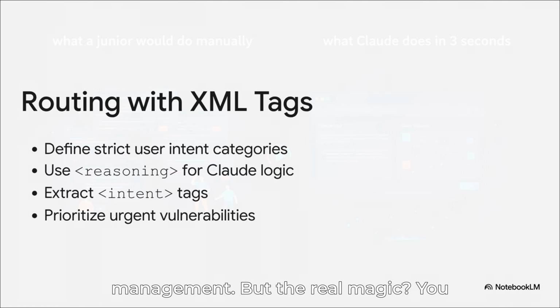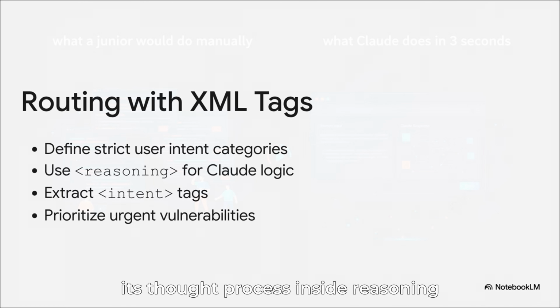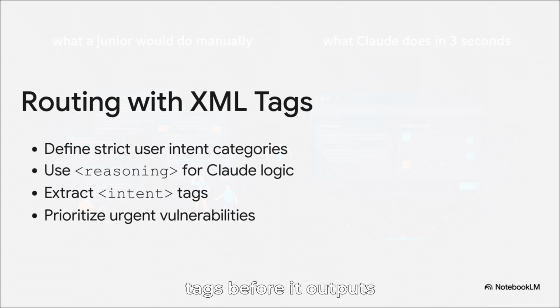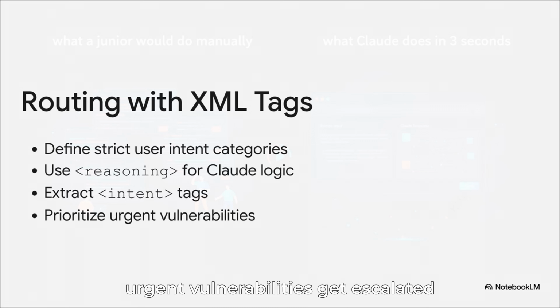But the real magic? You prompt Claude to output its thought process inside reasoning tags before it outputs the final classification inside intent tags. By forcing the AI to basically think out loud before answering, its accuracy skyrockets. Then you can just use code to extract that final intent tag and automatically route the ticket. This ensures urgent vulnerabilities get escalated to the on-call team instantly.